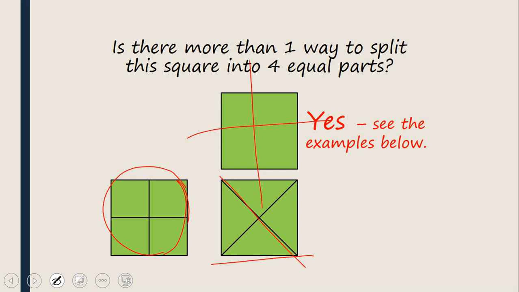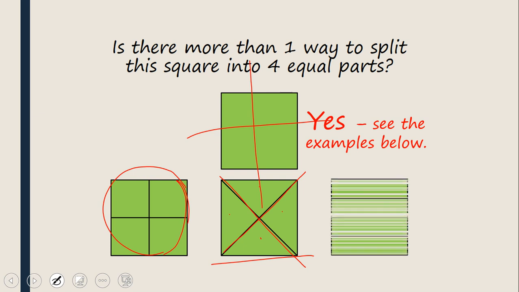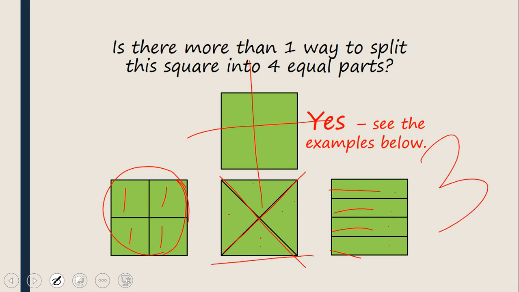So if you cut it in half, then again, you have 4 triangles. And here we have 1, 2, 3, 4 rectangles. So we have 1, 2, 3, 4 squares, 4 triangles all the same size, and 4 rectangles all the same size. So there are 3 different ways to cut up a square into equal parts.